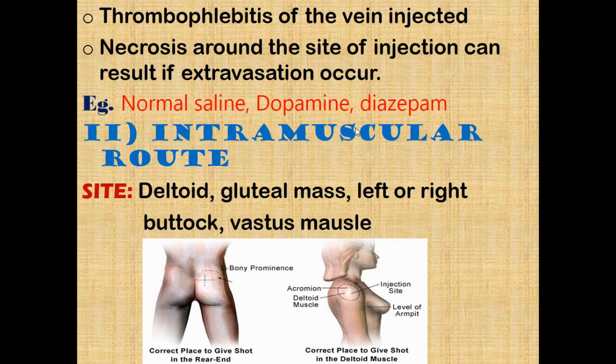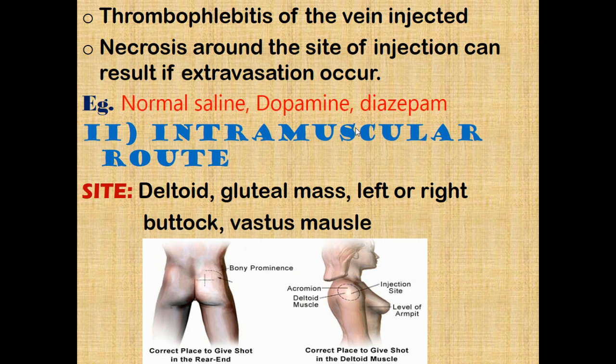Then thrombophlebitis of the vein is another problem. Then necrosis around the site of the injection can result, because if extravasation occurs, sometimes your needle may not go properly into the vein, and there may be outside leakage of the drug. All that will cause inflammation, pain, redness, everything. That's why whenever you are giving intravenous, you should be careful that it enters inside the vein.